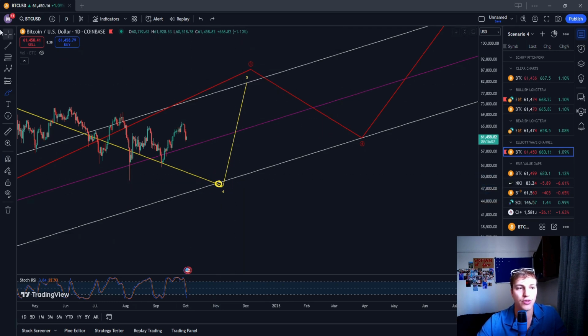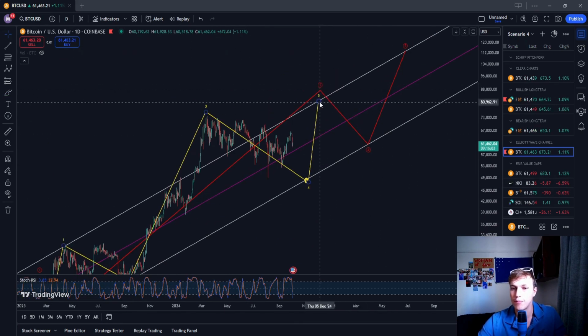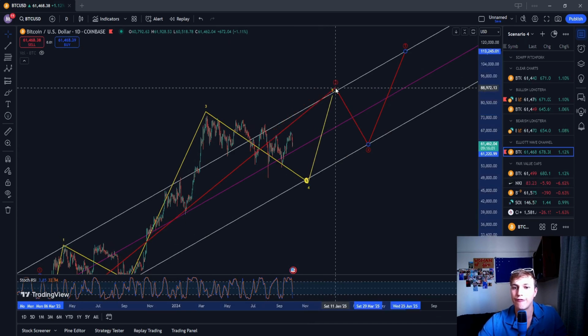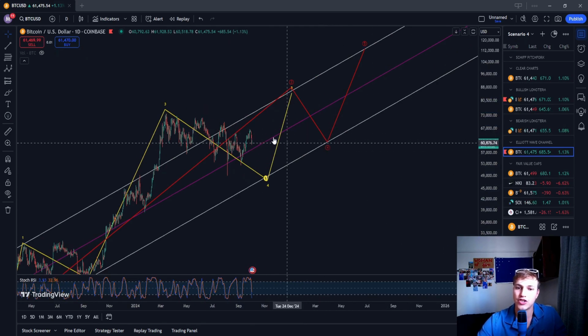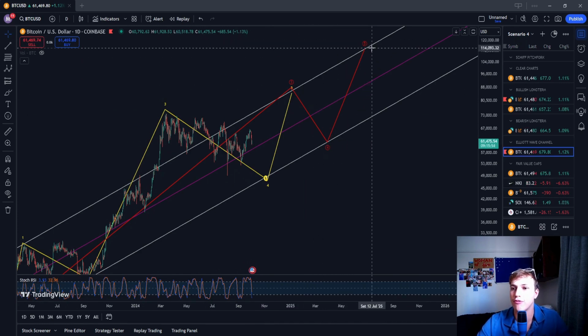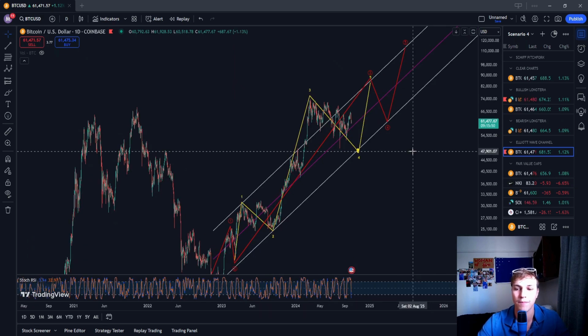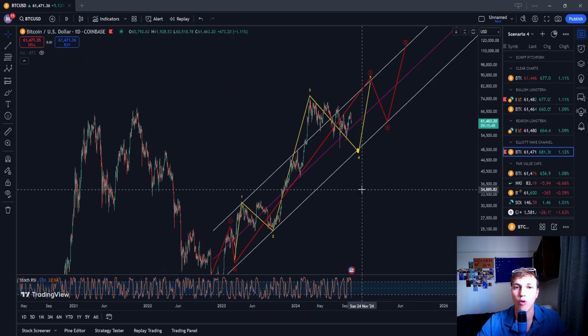I've labeled this as the wave 4. This would be the larger term move for the bull run. After this, a wave 5, then finishing that larger degree wave 3, then a 4 and a 5, finishing off the bull run at $120,000 around about there. That is my target for the bull run.